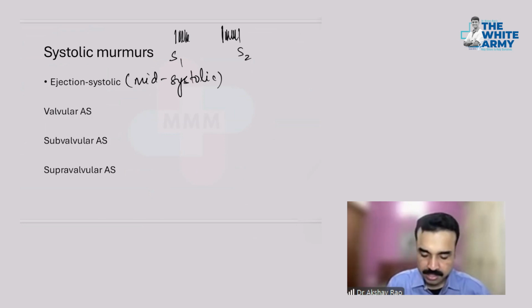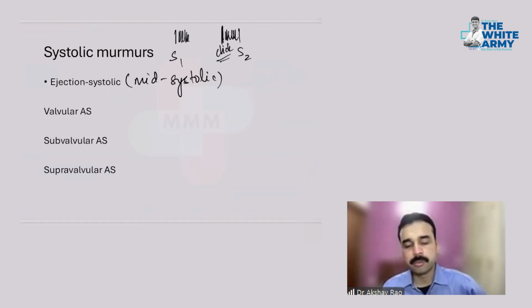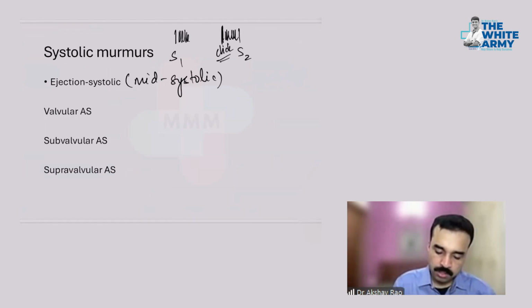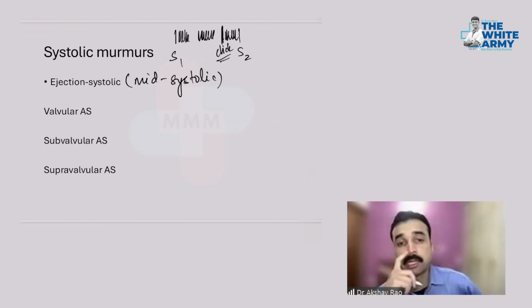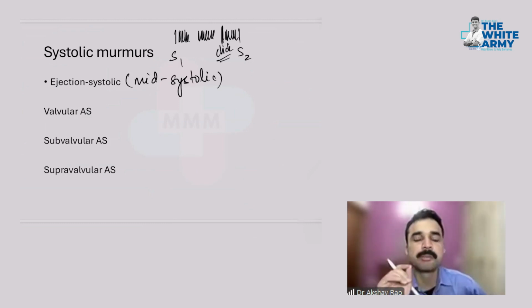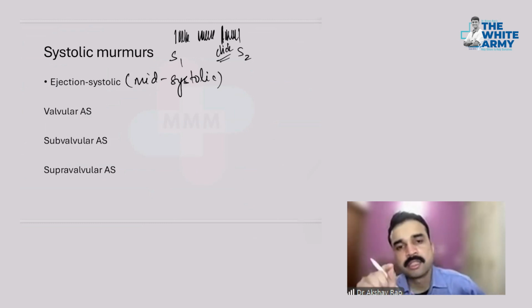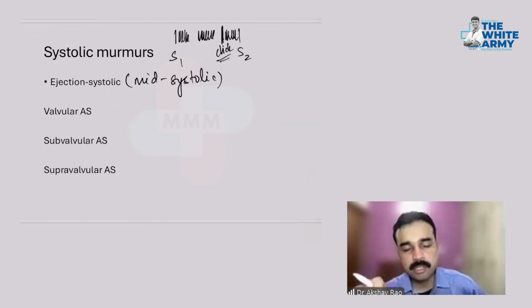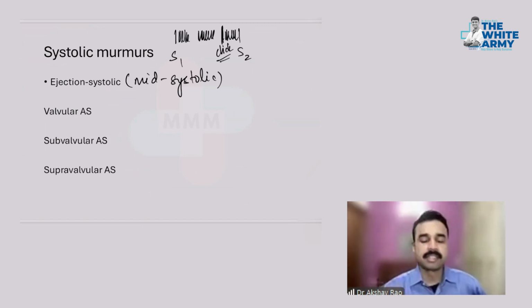And that too, it will happen after a click. Okay. In MVP, there is a click that you hear, then the murmur starts and ends at S2. If it occurs only in the middle, then it's called ejection systolic murmur. That means in ejection systolic murmur, there is a clear gap between S1, then the onset of the murmur, then the murmur ends, and then there is S2.